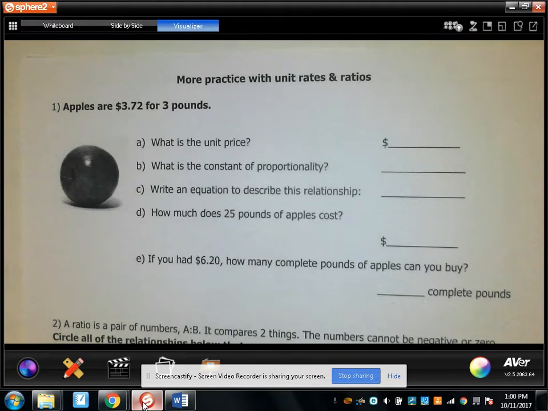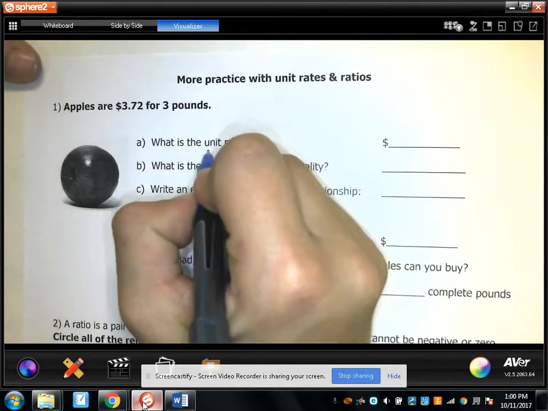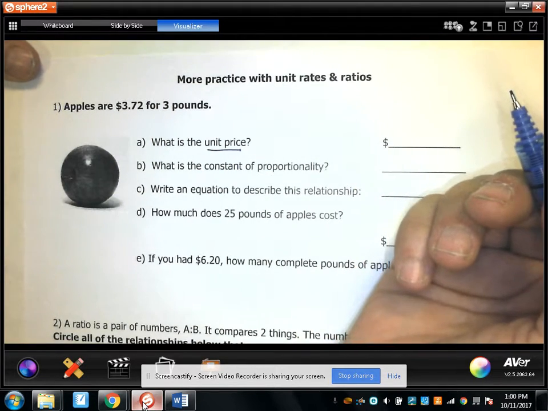Okay, in this video, I'm going to go a little more in depth with our conversation about unit rates and ratios. Let's start with this one example. Apples are $3.72 for 3 pounds. What is the unit price? Now remember, unit price means what is the price for 1 pound of apples?